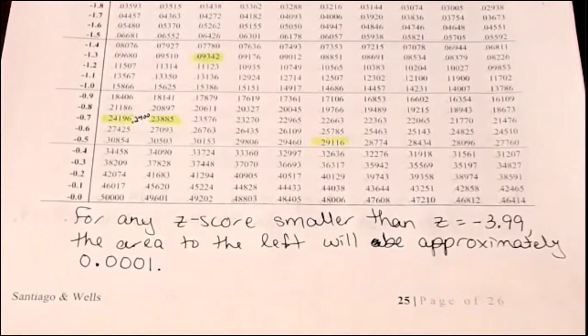Like, what if you got a z-score of negative 6? You're going to say, well, according to what I've written here, the area to the left is going to be 0.0001. We're never going to say that the area to the left is 0. Good. All right.